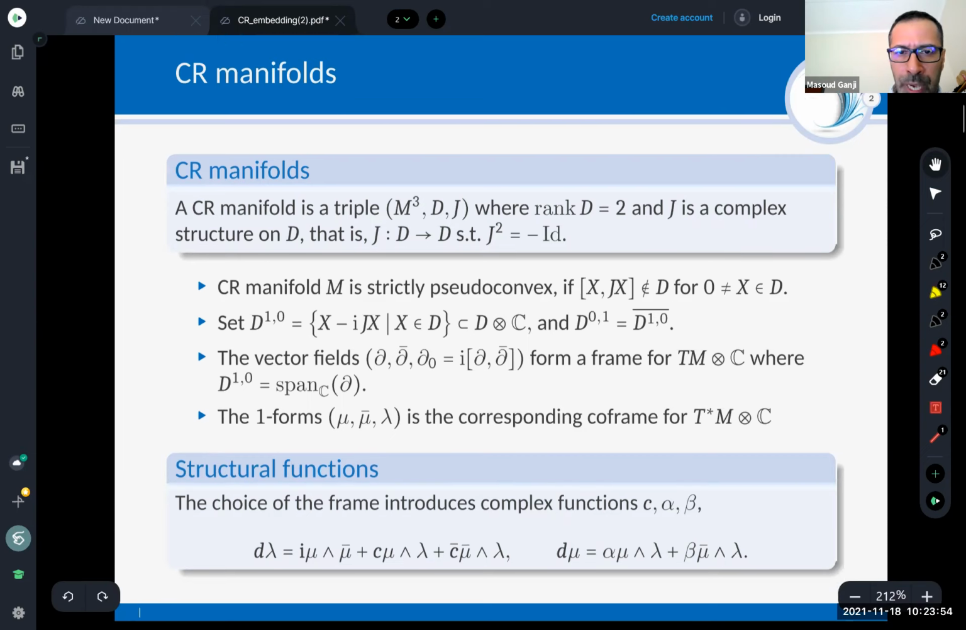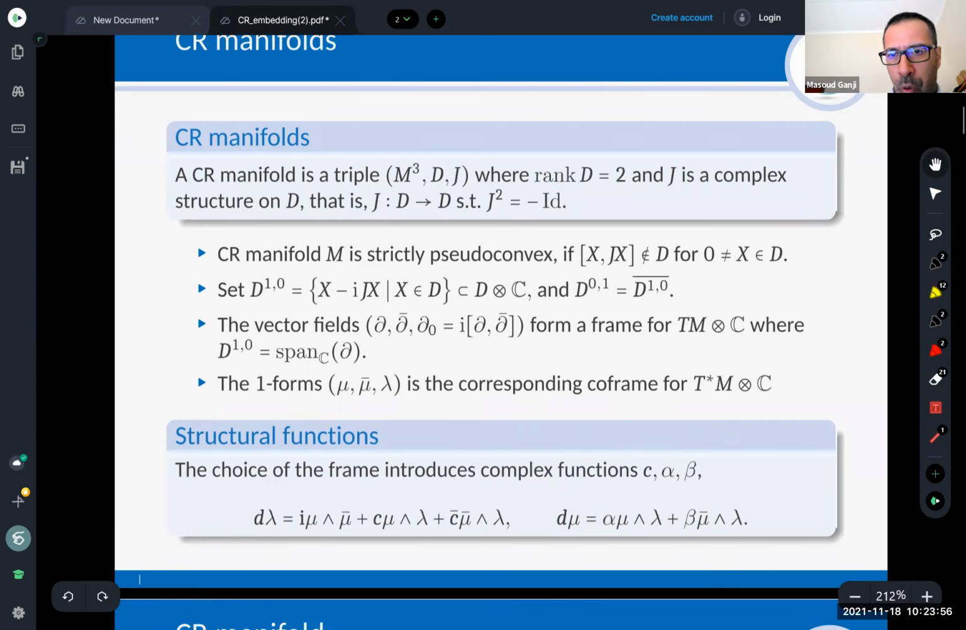And of course, we can look at the corresponding coframe of the cotangent bundle: mu, mu bar, lambda. Lambda is a real form corresponding to T. And sometimes it's the contact form, and we refer to that as a contact form. And that's the coframe for the cotangent bundle. This choice of D bar and T gives us these two conditions.